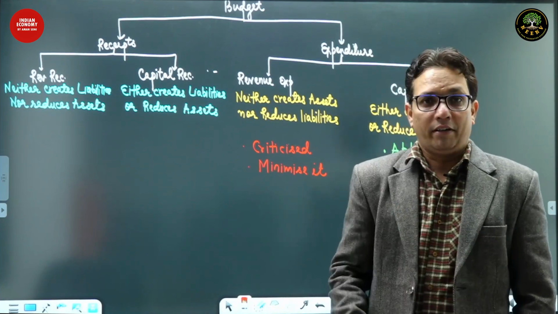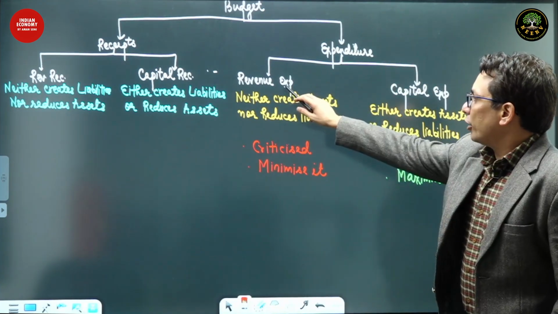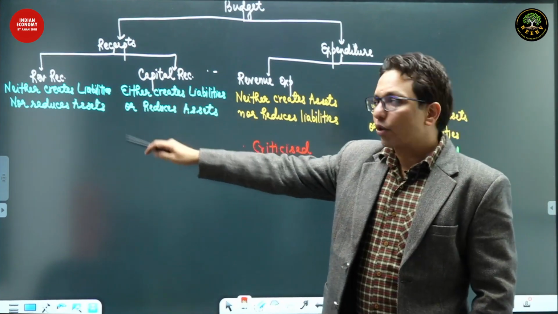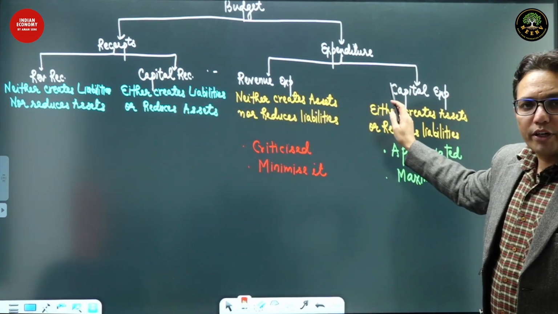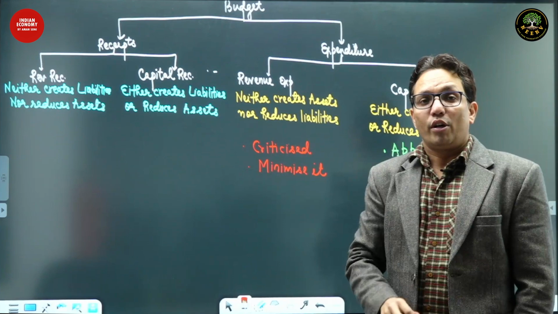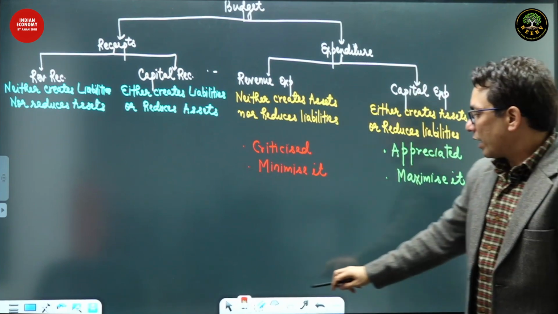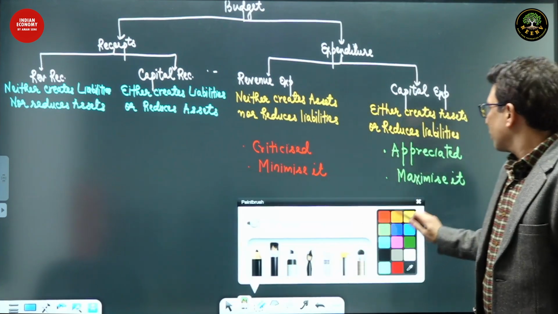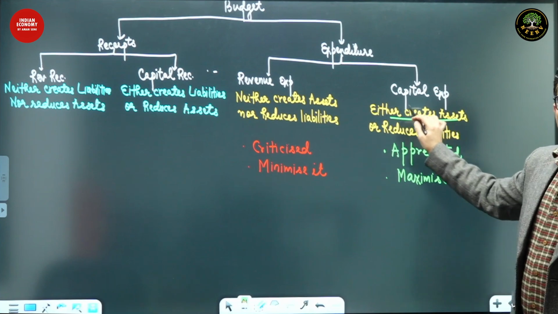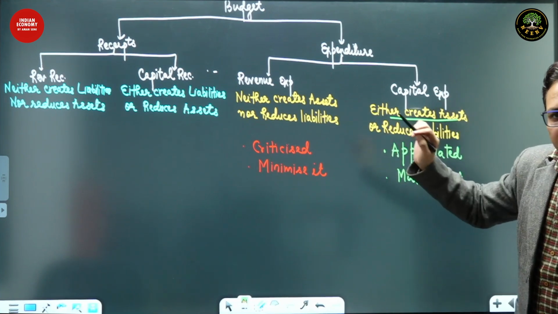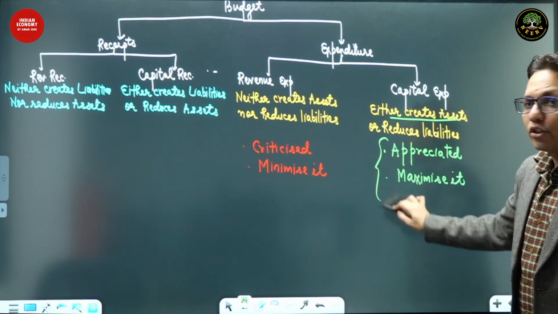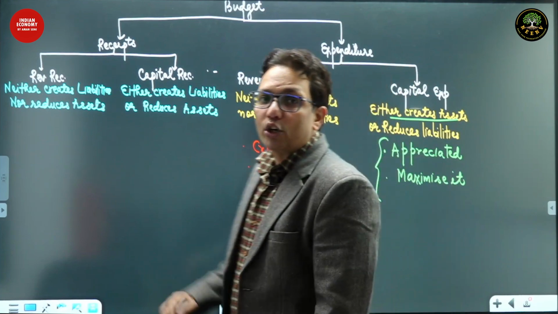Now you know it. The revenue expenditure and revenue receipts are coming from the revenue account, and capital receipts and capital expenditure are coming from the capital account. Now what exactly is capital expenditure? Capital expenditure is that expenditure which either creates assets or reduces liabilities. So as it creates assets, this expenditure is always appreciated and the government should try to maximize it.